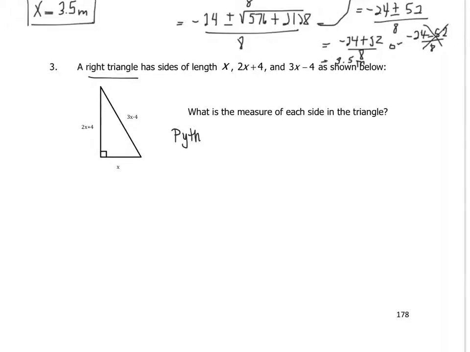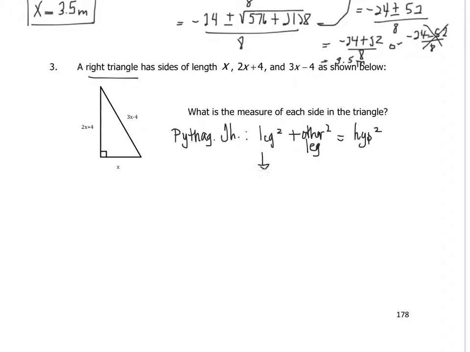So the Pythagorean theorem states, if you can't remember, that leg squared plus the other leg squared, and the legs are the ones that make up the right angle, equals the hypotenuse squared.